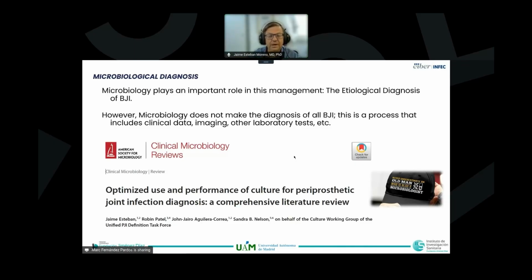even with negative microbiology. In this review that we published last year, we review the different aspects of the culture of different samples for the diagnosis of prosthetic joint infections. And in the next slides, we will see the differences between them for performing this diagnosis.